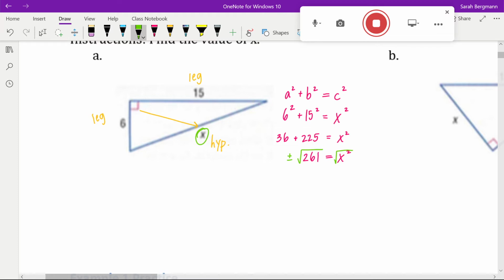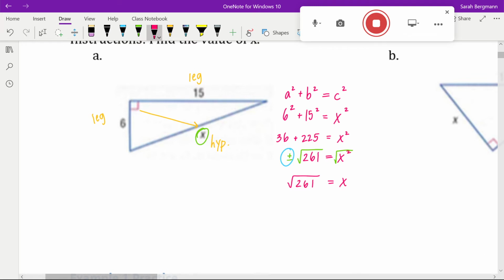So from now on, for these problems, you don't need to include the plus or minus because technically the side could not be negative in this case. So what we have here is the square root of 261 equals x, because remember the square root and squared cancel each other out.